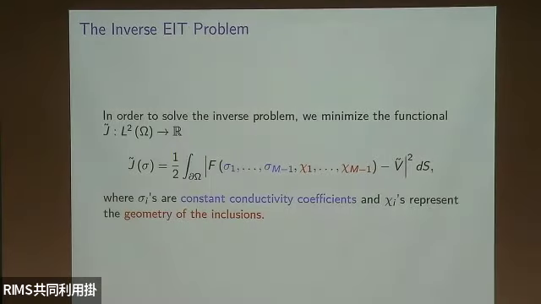Now for the inverse problem, instead of finding sigma, which is in L infinity, with the piecewise constant assumption we're able to make it into a finite dimensional problem. We're just looking for the values sigma sub 1 up to sigma sub m minus 1 and chi sub 1 up to chi sub m minus 1. Chi sub i are our characteristic functions, which represent the geometry of the inclusion.